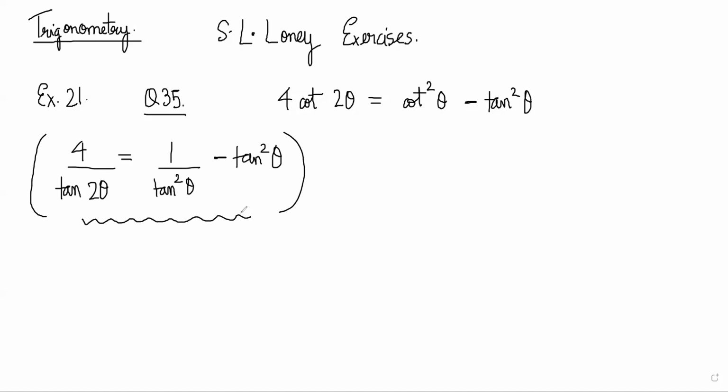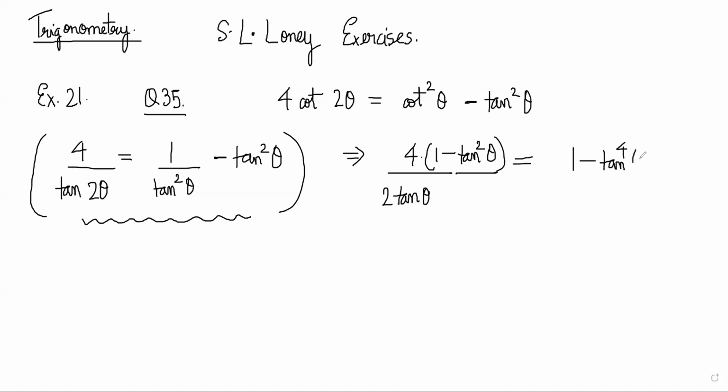Yes, sir. I don't remember formulas for the general solution of cot. I only know sine, cos, and tan, right? Yes, sir. So now I'll simplify a little bit. 4 by 2 tan theta over 1 minus tan square theta, that is the expansion of tan 2 theta, is equal to 1 minus tan power 4 theta by tan square theta, right? Yes, sir.